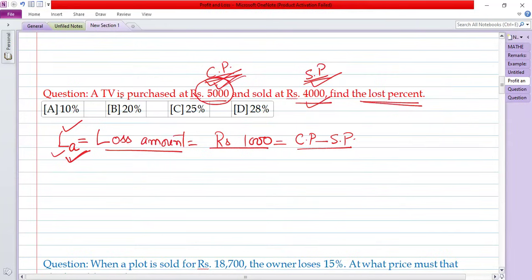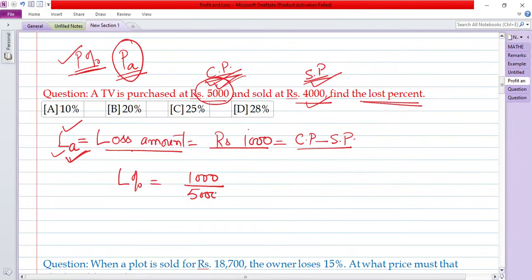Similarly, if in some example we have to calculate profit percentage, then it will be P percent, and there will be PA. I will be using PA to mean profit amount. So this is the total loss amount, and how to calculate the loss percentage? This is nothing but the loss amount divided by CP. What is the CP? CP is nothing but 5,000, into 100.